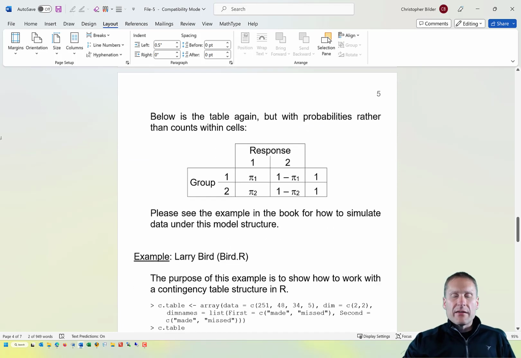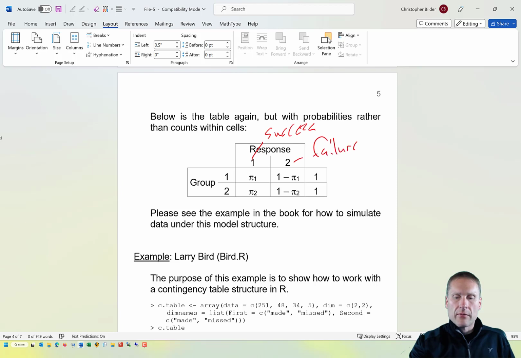Now we could also write the table in terms of the probabilities associated with the distribution for W, the probability of success, you could say. So if I let 1 be success, 2 be failure, then pi sub 1 is the probability of success given that you're in group 1. Pi sub 2 is the probability of success given that you're in group 2. Notice that if you have a success, you could have a failure, so that probability is 1 minus that pi. If I were to sum up these probabilities, of course, I would get 1.